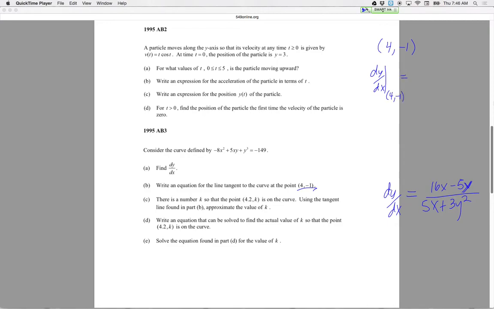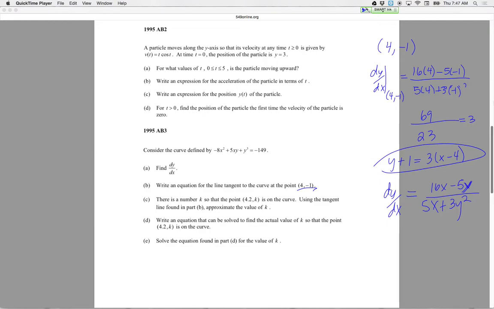So I'm going to plug 4 in for x, so that's going to be 16 times 4, and then -5 times -1, all over 5 times 4, plus 3 times -1 squared. 64 plus 5? 69 over 20 minus 3. 20 plus 3. So that'd be 23. Thank you. I'm all over the place today. So that'd be 69 over 23. And does that end up being 3? So it's y plus 1 equals 3 times x minus 4. Done.